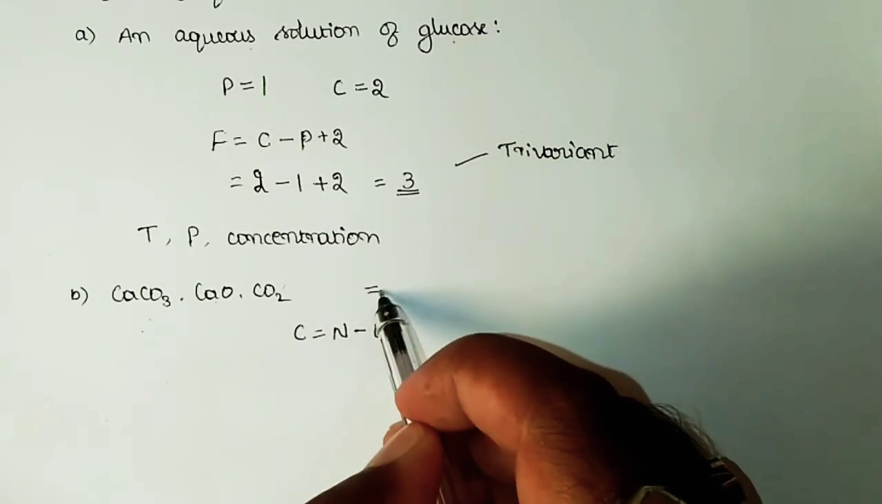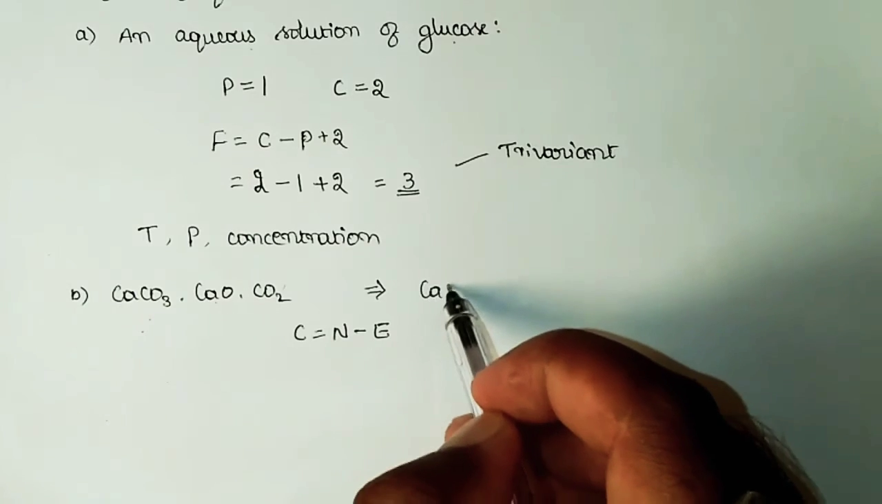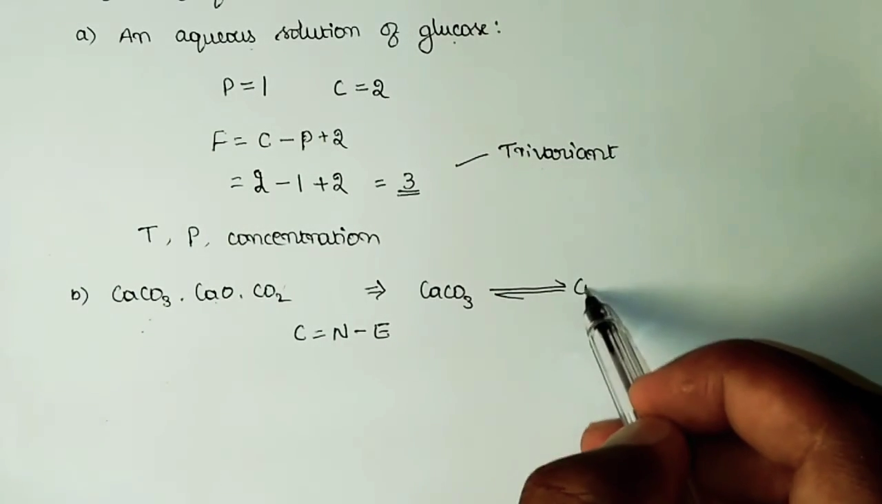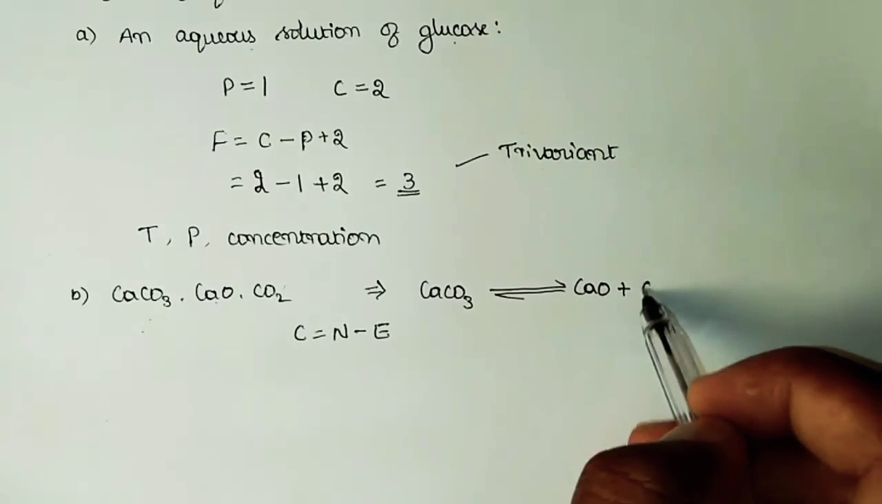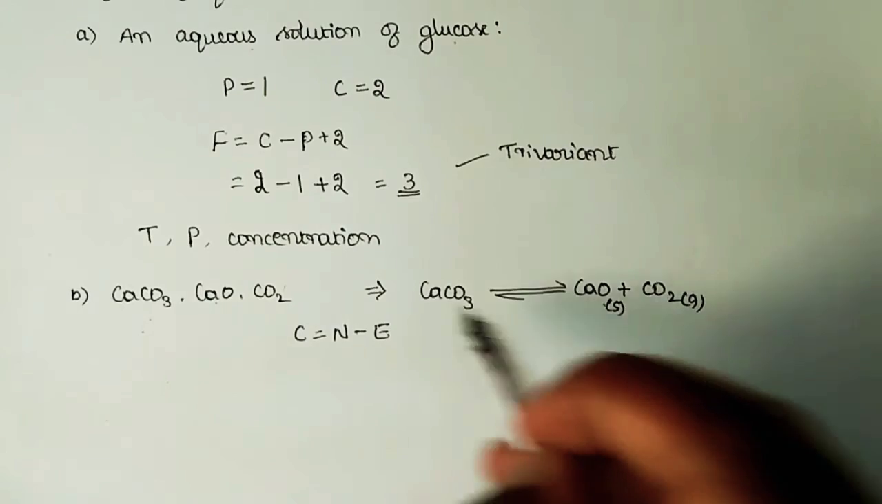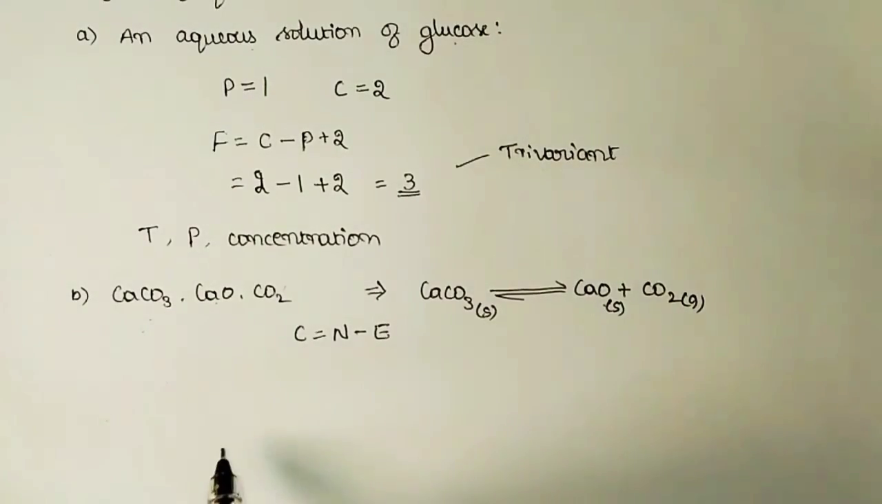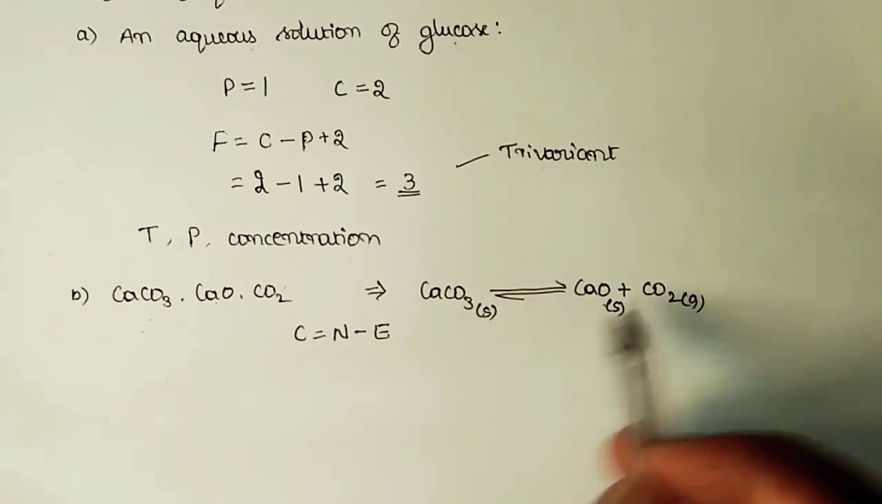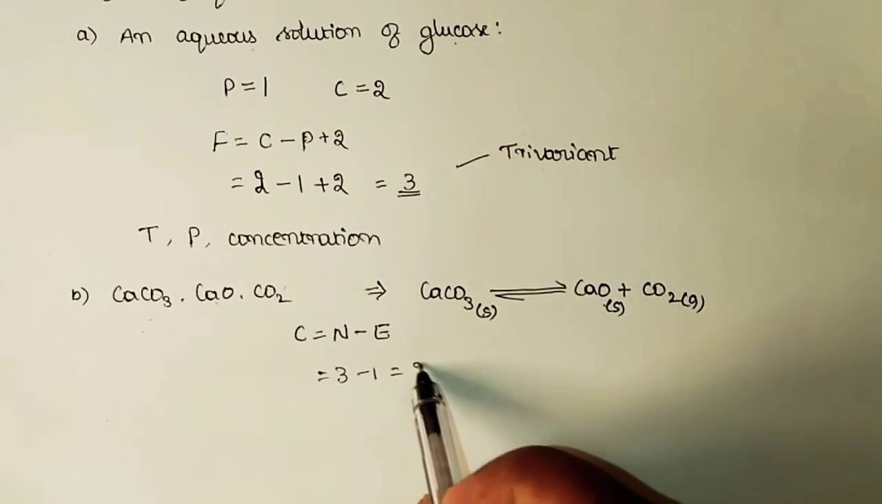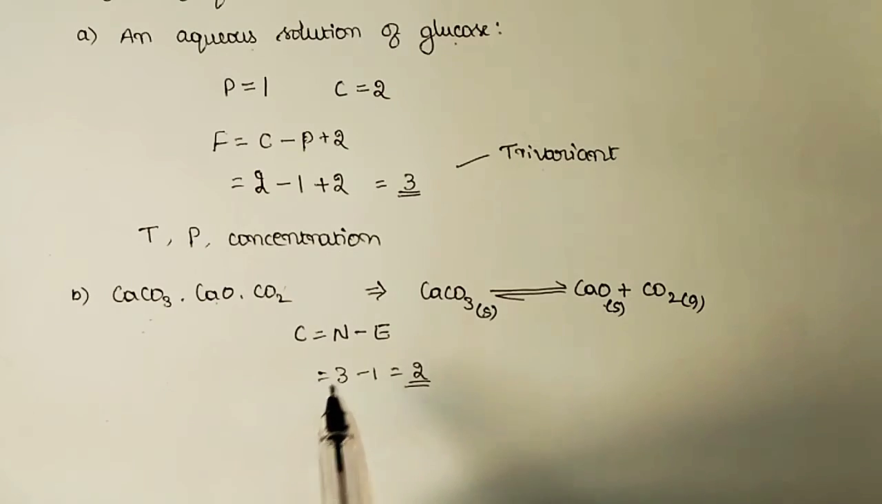So for these components, we can write the independent equation as decomposition of calcium carbonate to give the quicklime, that is calcium oxide, with the liberation of carbon dioxide in gaseous state. Quicklime is in solid state, calcium carbonate in solid state. So totally we are having one equation and three components. So 3 minus 1. So the number of components equals 2.